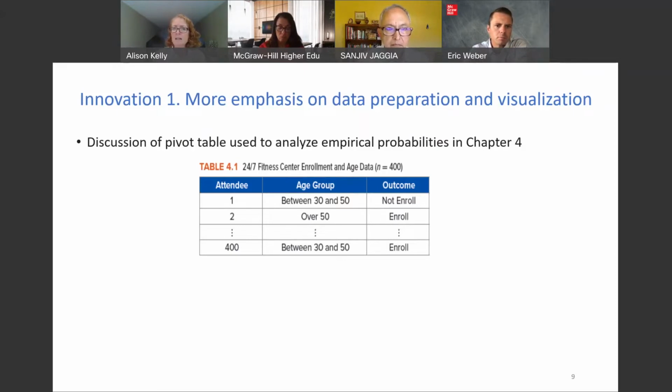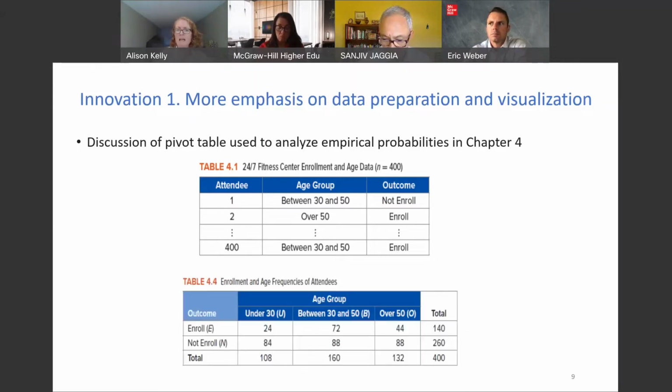And here we're looking at a fitness gym, and looking at potential clients, how old they are, what age range they are in, and whether or not they enroll in the gym. So once we learn about creating a pivot table, here's our contingency table. So they've taken the raw data, they've converted it into a contingency table, and now they can calculate probabilities.